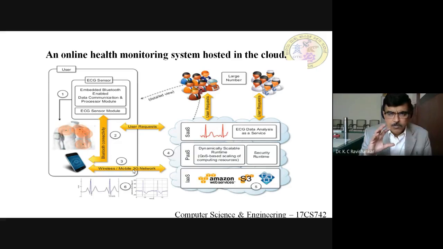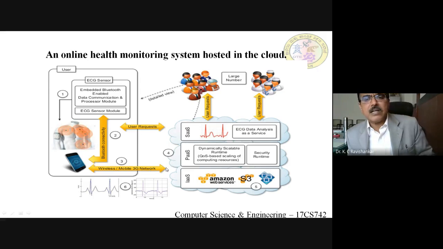So what is the motto behind this? Quicker response, fail-safe response, so that we can save people. That is the important feature here. There is a user with an embedded Bluetooth-enabled data communication processor module, which senses the data. The data is connected through Bluetooth, and then through a wireless or mobile 3G network, it will connect to the cloud.